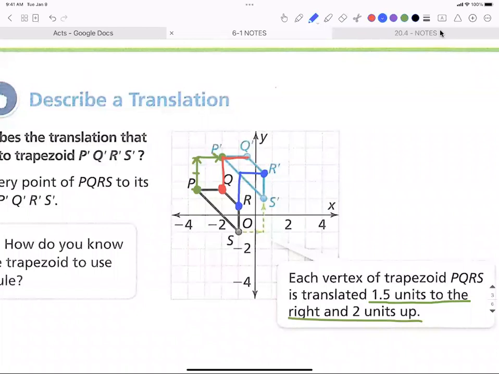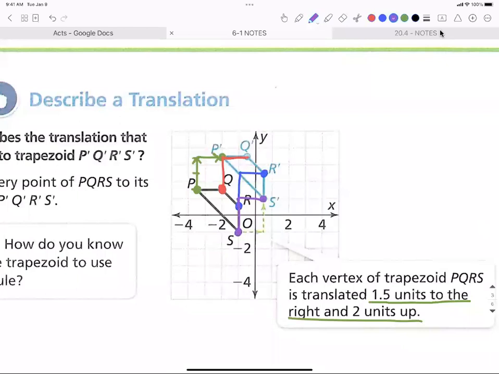I'm going to go up 2 and over 1.5 and I'm going to land on R prime. And then lastly, I'm going to check S. There's my original. And to get to S, I would go up 2 and over 1.5 to land on S prime. So all of them are the exact same move, which means it didn't dilate, it didn't rotate, it didn't do anything. It just slid up into a new position.